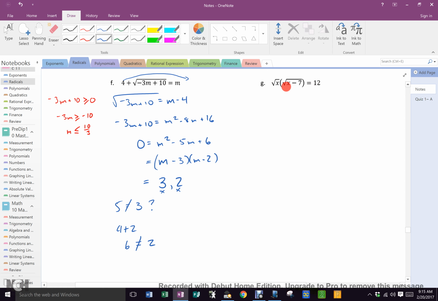This is the hardest one. Why? Because there's how many radicals? There's 2 radicals. And we got to isolate radicals, don't we? So what are my options here? Give up.